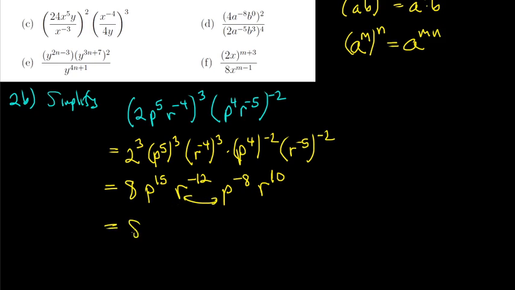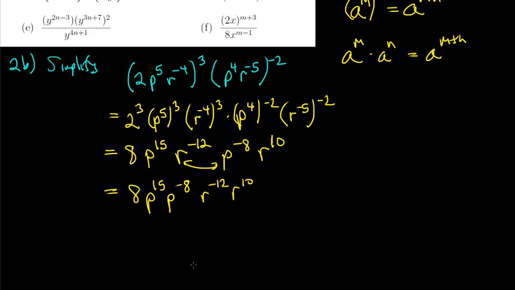All right, so now I'm just going to switch the order here. I'm going to put the p's next to each other. So 8p to the 15 times p to the negative 8 times r to the negative 12 times r to the 10. And the rule here, of course, is when you're multiplying two expressions with different exponents, you just add the exponents, right? So in this case, we're going to get 8 times p to the 15 plus negative 8 times r to the negative 12 plus 10. Okay, so 15 minus 8 is 7, so p to the 7, and then negative 12 plus 10 is negative 2, so r to the negative 2.